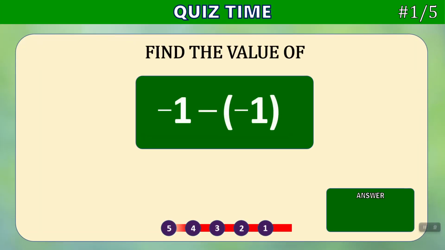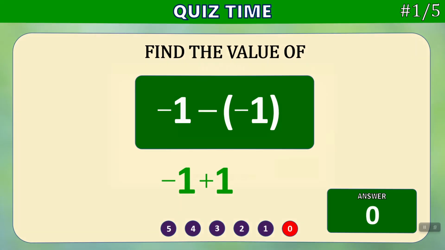Find the value of minus 1 minus minus 1. Time's up. The answer is 0. Don't let the minus signs confuse you. Minus 1, if we rewrite it, negative times negative turns into positive. Minus 1 plus 1 is 0.